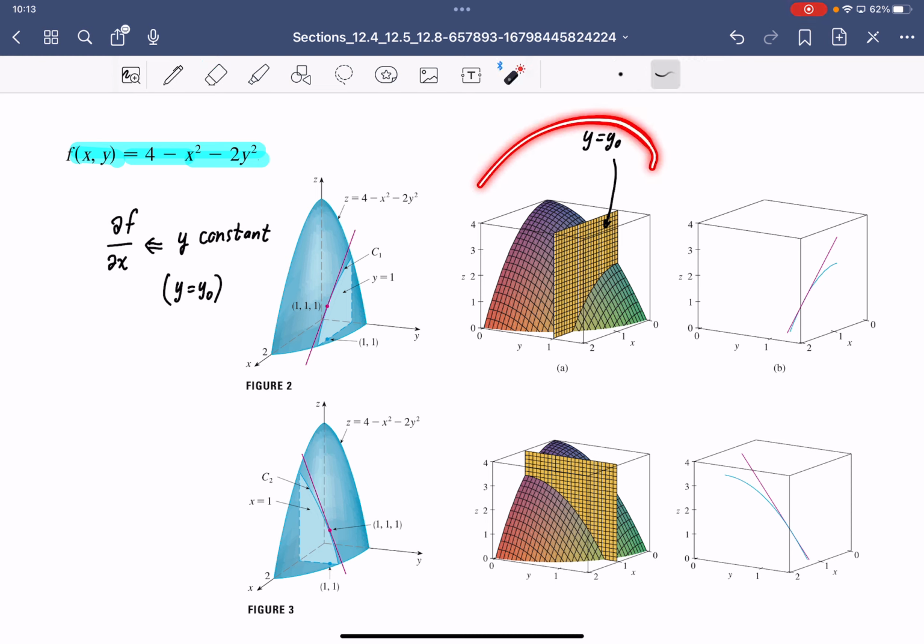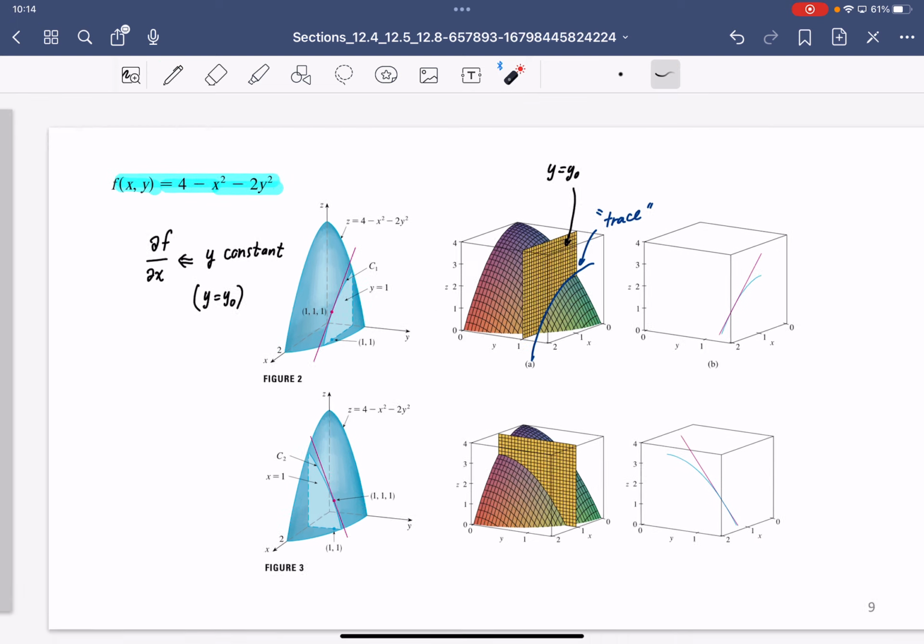You can take a look at this picture. So the surface here is 4 minus x squared minus 2y squared, and when you take the derivative here, it means you cut this surface by using the plane y equal to y0, because this means that you fix y to be constant. So you fix y to be constant and then you cut it in 3 dimensions. So you're gonna get the trace here. This is the trace that you have from cutting the surface by using the plane y equal to y0.